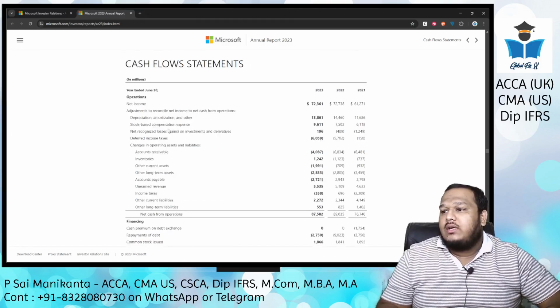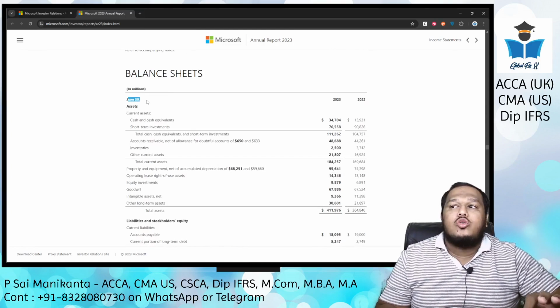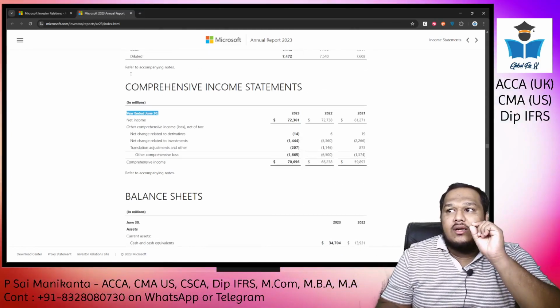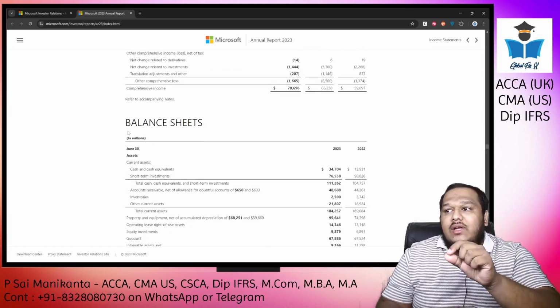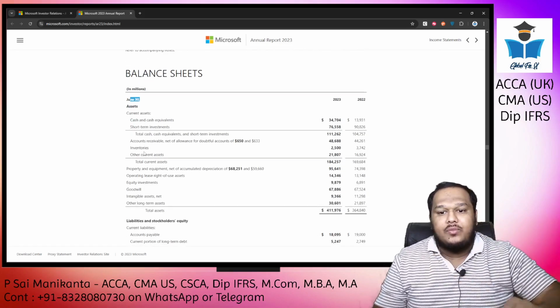So you can see here, if I go to the balance sheet title, balance sheet as on June 30, whereas this is for year ended June 30. This is for a whole year. Comprehensive income statements are for a period, year ending, whereas balance sheet is on June 30, as on that particular date, right?